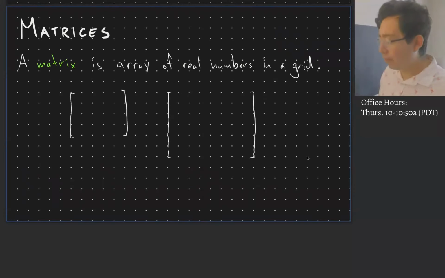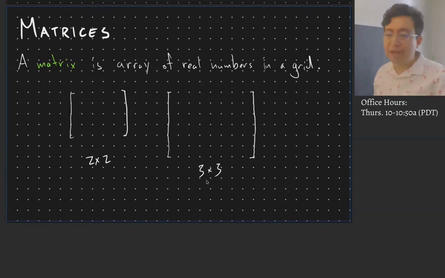So, okay, let's talk about matrices. If you remember, a matrix is just a grid of numbers. It's an array of real numbers arranged in a grid. For this section and for most of this class, we're just going to deal with two sizes of matrices: the 2x2 matrix and the 3x3 matrix.